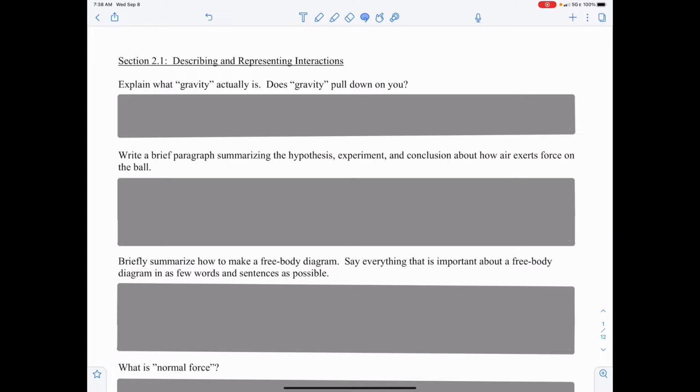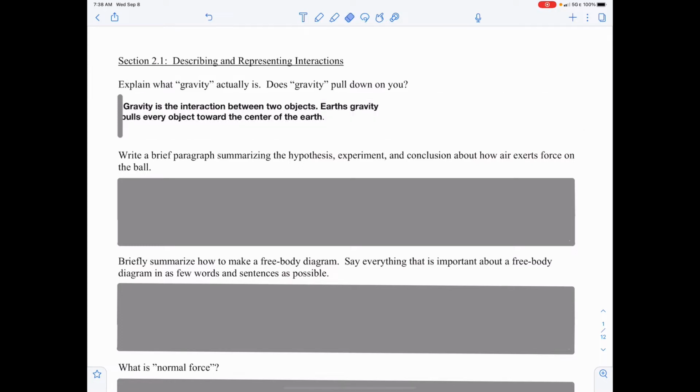Section 2.1, Describing and Representing Interactions. Explain what gravity actually is. Does gravity pull down on you? Gravity is the interaction between two objects. Earth's gravity is an attractive force that pulls every object towards the center of the Earth.